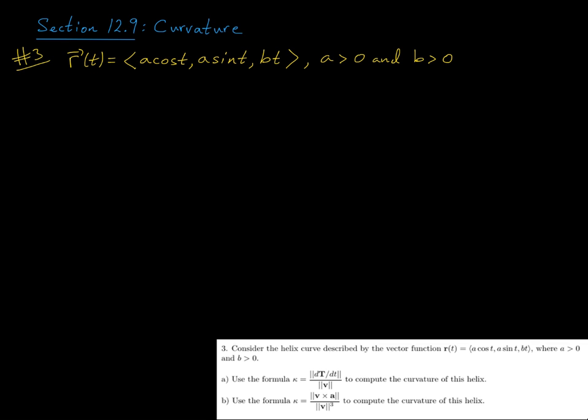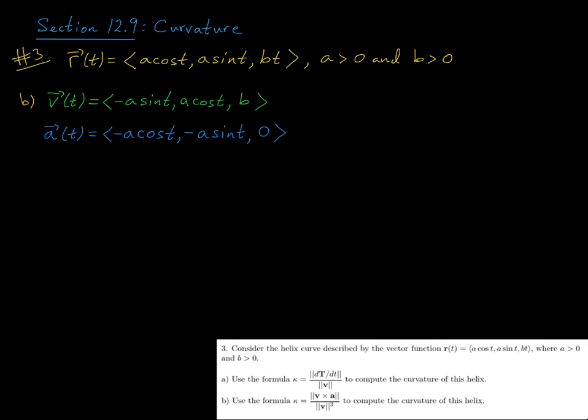It says use the formula kappa equals the magnitude of the velocity cross the acceleration divided by the magnitude of the velocity cubed to compute the curvature of the helix. Okay, this is what we call the alternative formula for curvature. And so to start out, we'll go ahead and compute our velocity vector. It's just the same as what it was in part A, and the acceleration vector, which I can find by just differentiating the velocity vector component-wise. So it's negative a cosine t, comma negative a sine t, comma 0.